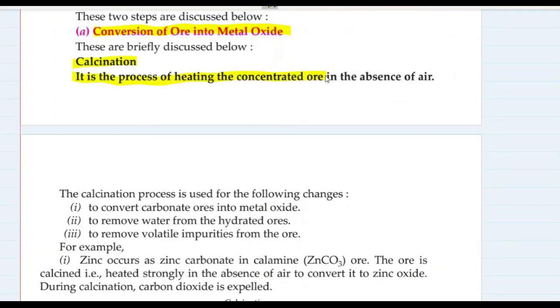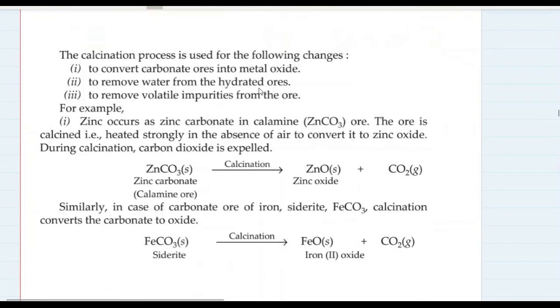Calcination is the process of heating concentrated ore in the absence of air. That is the definition of calcination. Heating concentrated ore in absence of air. Absence of air में जब heat करते हो तो क्या होता है ये? Calcination. Remember that. The calcination process is used for following changes: to convert carbonate ores into metal oxide, to remove water from hydrated ores, to remove volatile impurities which can be heated and get converted into steam, or you can say vapors very easily. To remove them from the ore, we use calcination.